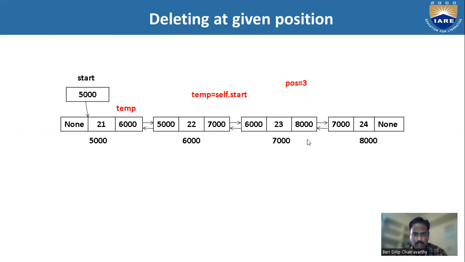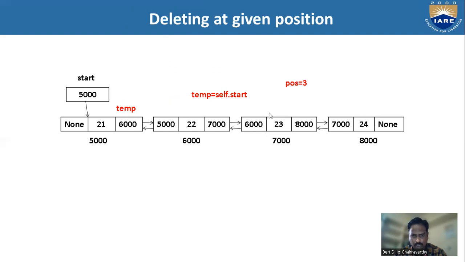Here already there are elements in the list. So now I am trying to delete a node at position 3. That means 1, 2, 3. I need to delete this one. To do that, I need to move from first node to second node to third node. First, I will consider this one as temp. From here, I'll be checking whether I have reached the position. As position is 1, I'll move my temp to this position. Then I'll be checking position equals 3 or not. No, it is not 3. Then again I'll move to here.